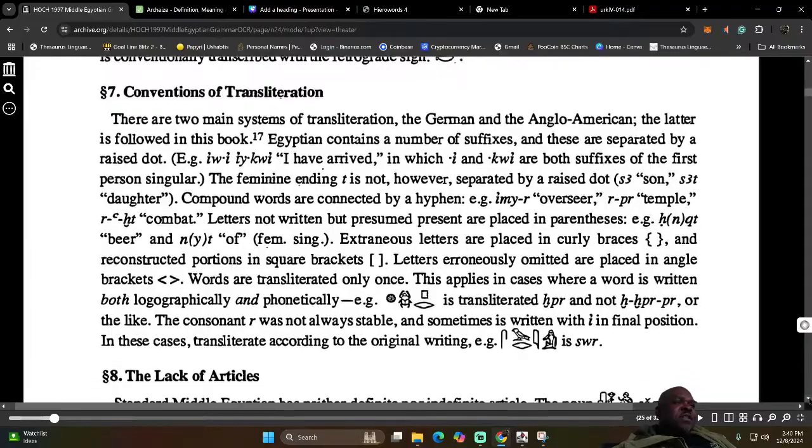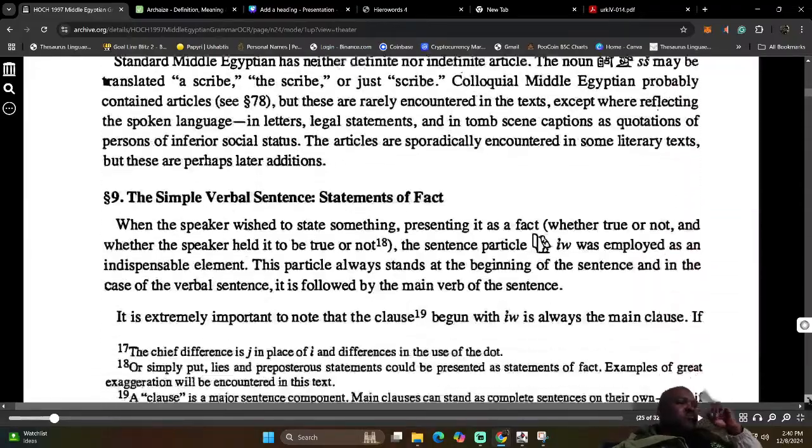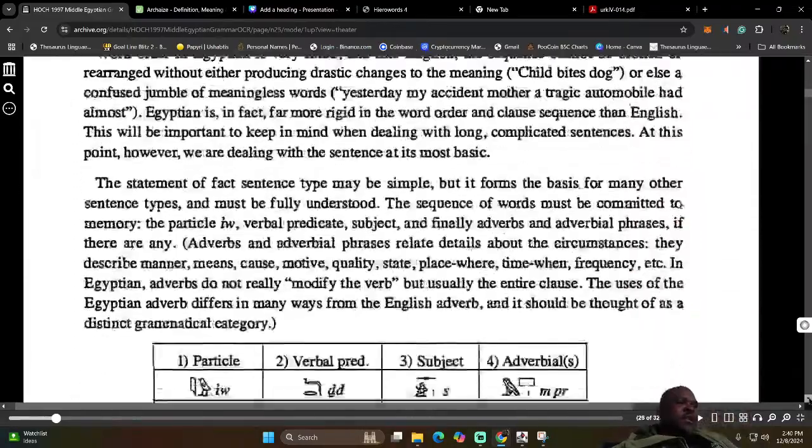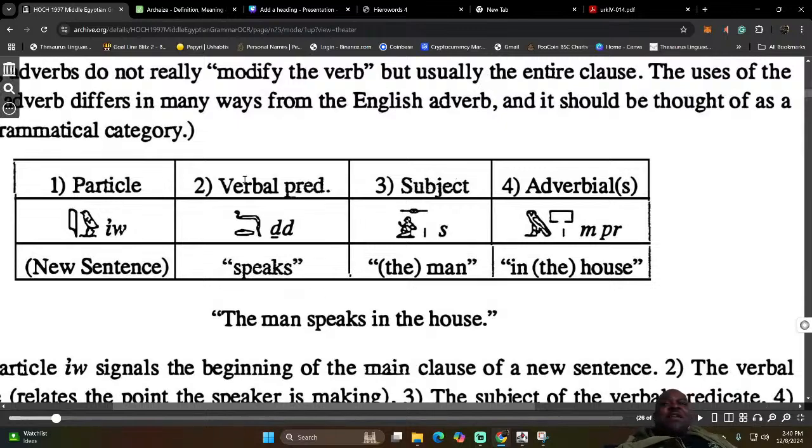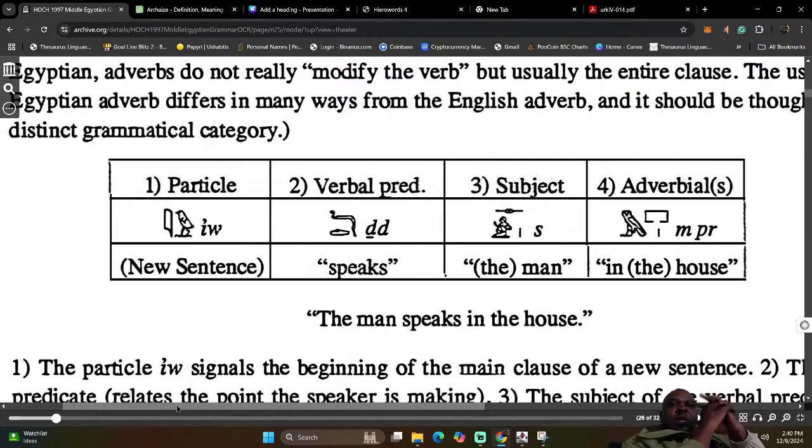Read up on the conventions of transliteration, the lack of articles, all of this stuff. I like to do the fun stuff. So this box right here is very useful for us, and I try to make people memorize these boxes. How are you not going to have this memorized? This is the whole key.